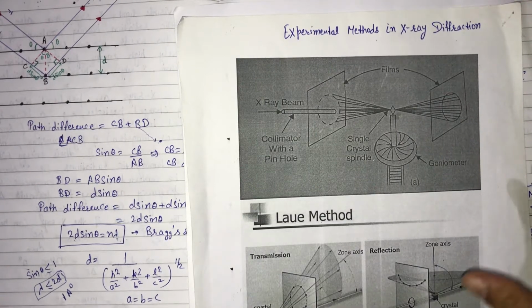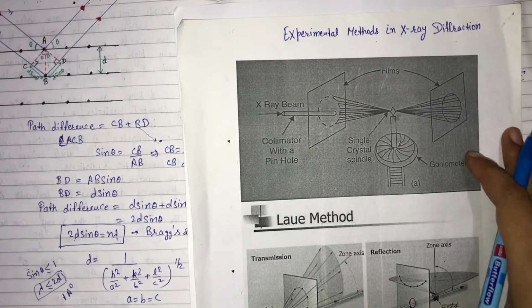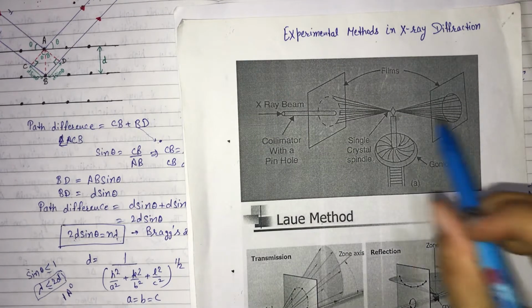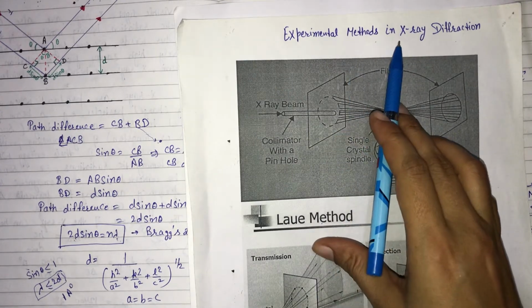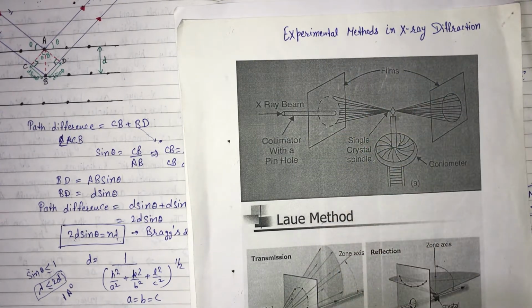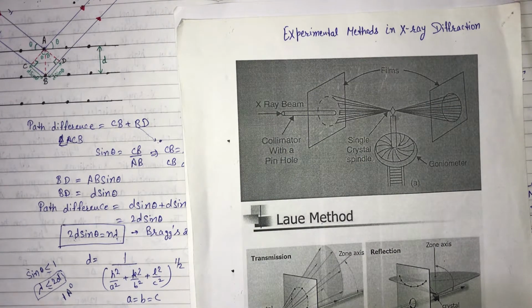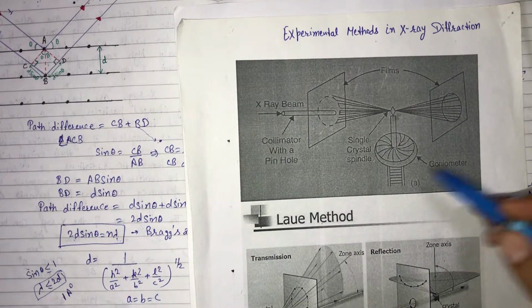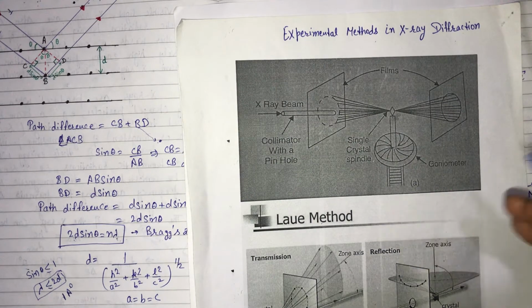Hello students, after the discussion of Bragg's law and Laue's equation, the next topic is experimental methods in X-ray diffraction. Today we are going to discuss different experimental methods in X-ray diffraction used to study crystal structure. The first experimental method is Laue's method.